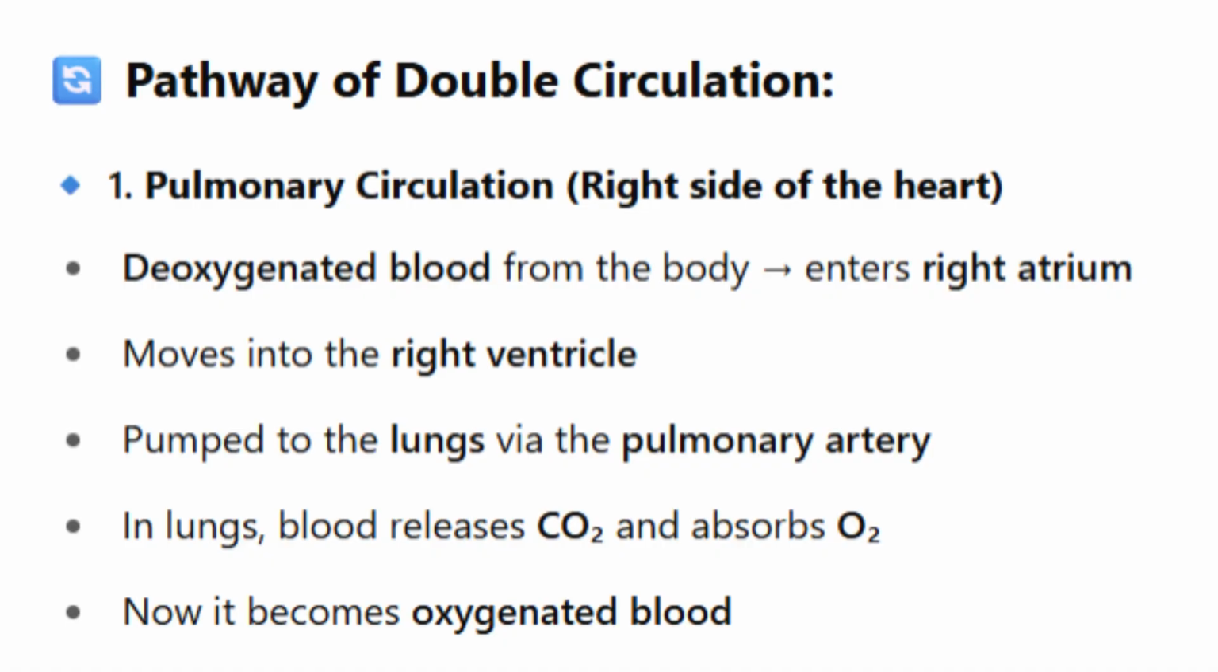Pathway of double circulation. 1. Pulmonary circulation, right side of the heart. Deoxygenated blood from the body enters the right atrium. It moves into the right ventricle. It is pumped to the lungs via the pulmonary artery. In the lungs, blood releases CO2 and absorbs O2. Now it becomes oxygenated blood.